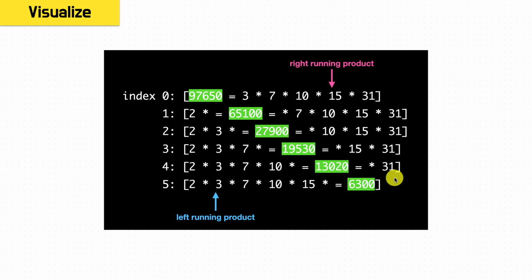Then on the right side, we're just building up from the end instead of the beginning. So we have 31 times 15 times 10 times 7 times 3. And this removes all the unnecessary work here. And then to find the solution at any index, it's just the left running product times the right running product at the index that we're looking for. So what's the best way to store these running products so we can reuse them at each step?